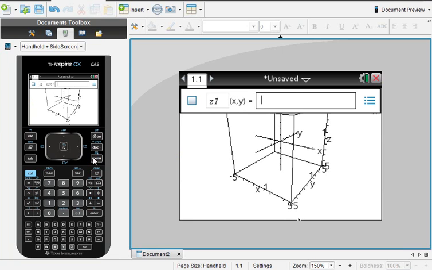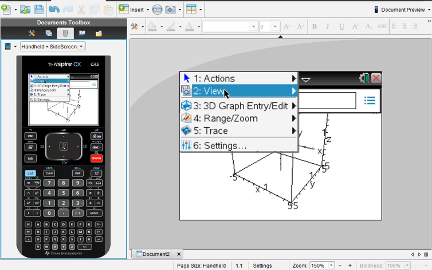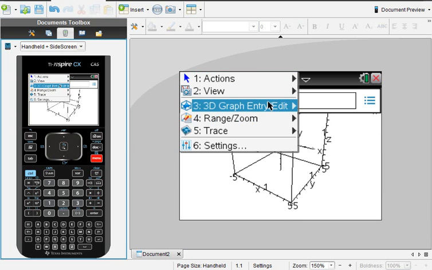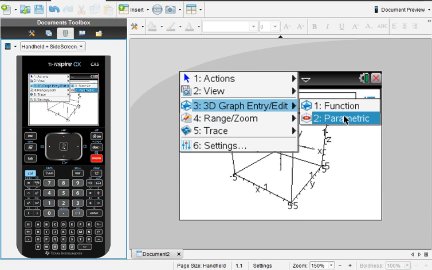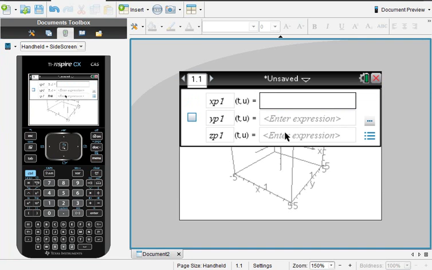So go back into menu. Go back into 3D graph entry edit, and go into parametric. And then you will see the 3 functions. Okay, look at your notes. Tell me what is the first space curve I have there. What's the first function? Is it 1 plus t, and 2 plus 5t, and minus 1 plus 6t? Okay, so enter that for me, please.